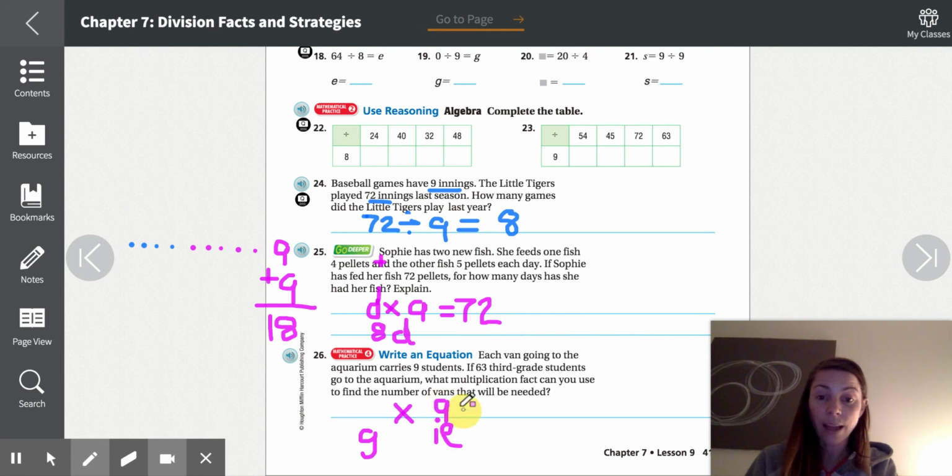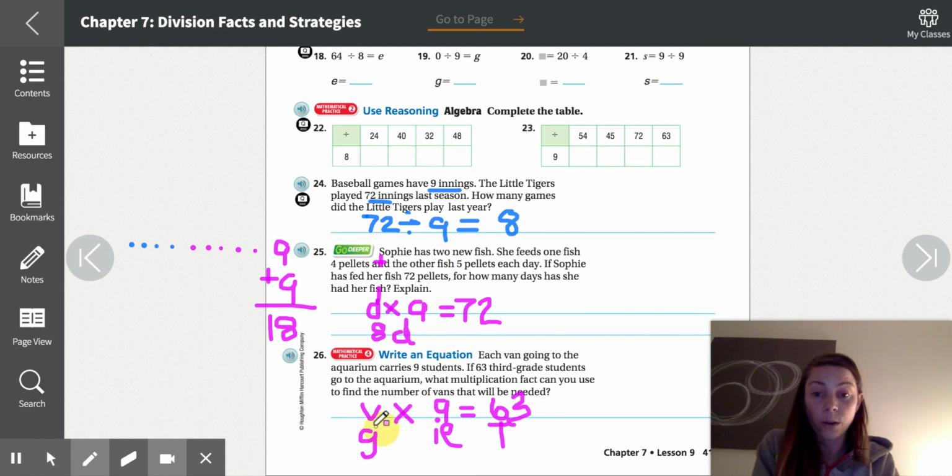And the last number in multiplication is the total. So that is 63. And since I don't know this number of groups or number of vans, I could put a letter in here. Maybe I'll do V for vans. So this is the multiplication fact I would use.